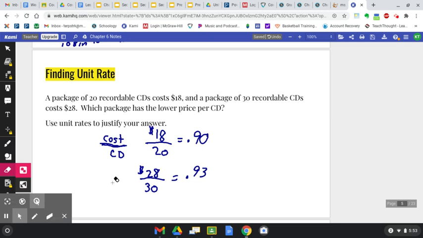All right, so you should have gotten 0.9 for the first one, right, which would be 0.90, which is 90 cents. And you could see that if it was $1 per CD, it would be $20 for 20 CDs. So it's a little bit less than that, so 90 makes sense. And then if you did this one, you get 93.3 repeating, which would round to 93 cents. So this deal, the $18 for 20 CDs, would be the better deal using unit rates to figure that out.